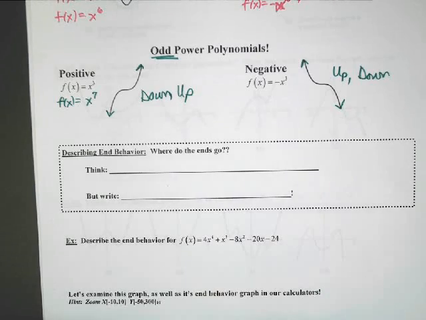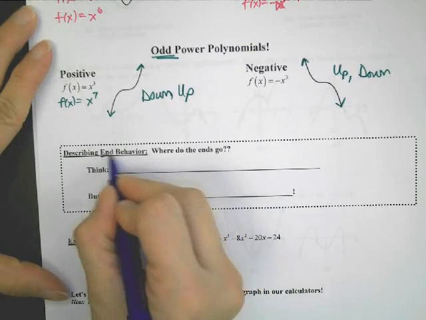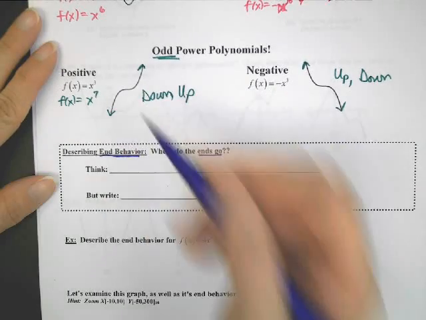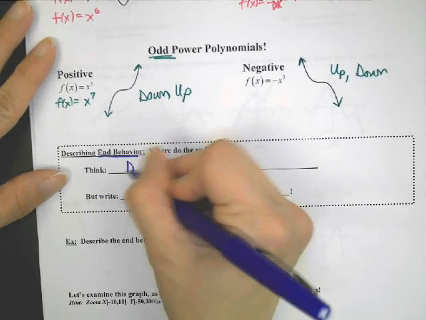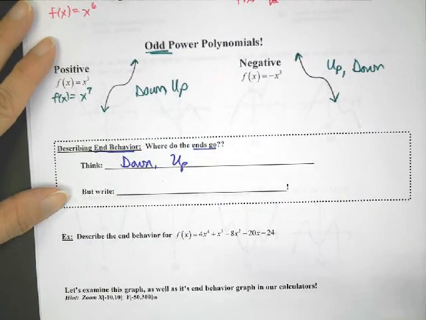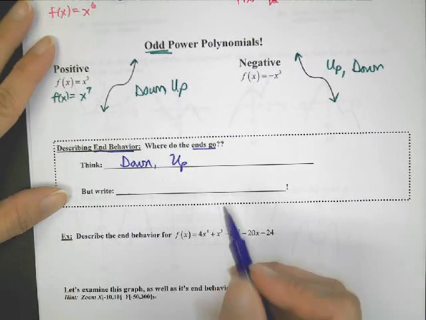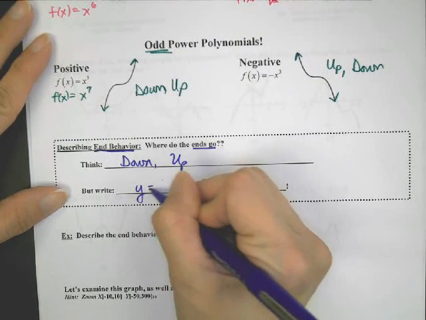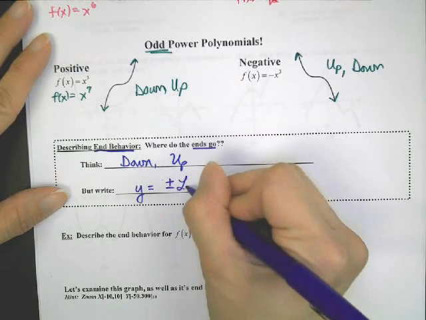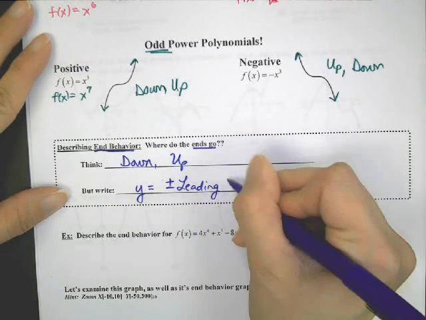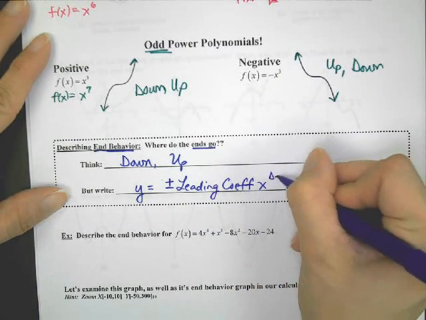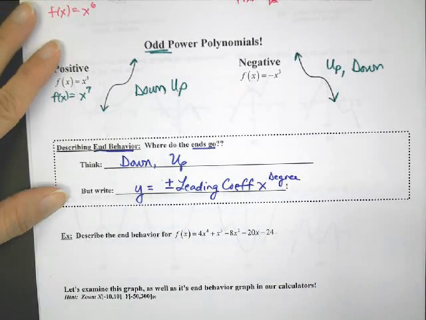Okay, now how do you describe end behavior? End behavior means where do the ends go? Not necessarily all the good stuff in the middle. So I want you to think down, okay, or up, but you don't write that on the answer line. Okay, so what do you write on a test? You write y equals, you have to put the plus or the minus, and then you write the leading coefficient, okay, and then x to the degree. So what does that look like?